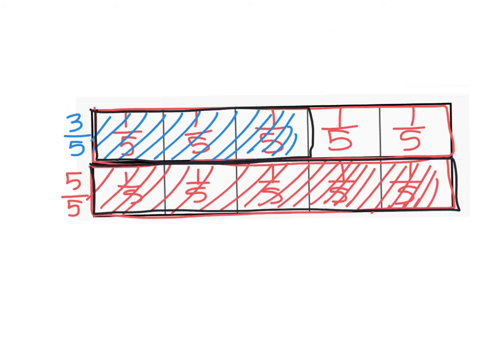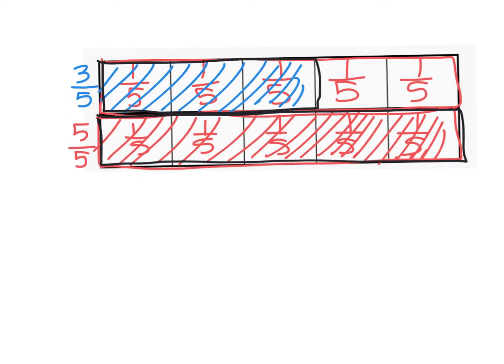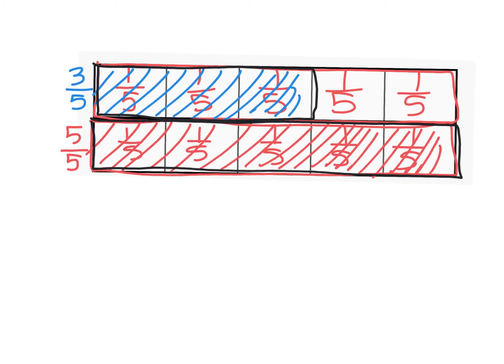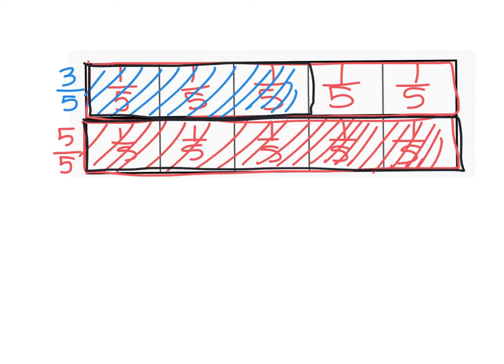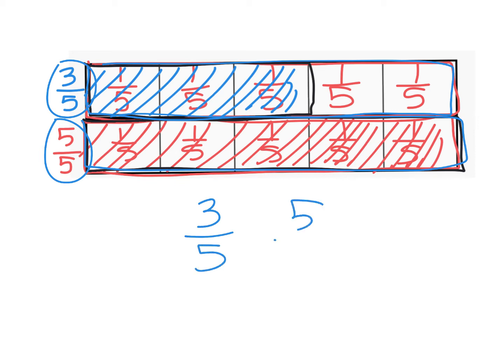When I show you this example right here, both of these wholes are out of the same number of parts. They're all out of 5 equal parts. And this fraction is showing 3 out of 5 parts, and this one is showing 5 out of 5 parts. It's much easier to compare fractions when you know that their parts of the whole are the same, because you know that 5 out of 5 parts is going to be greater than 3 out of 5 parts.